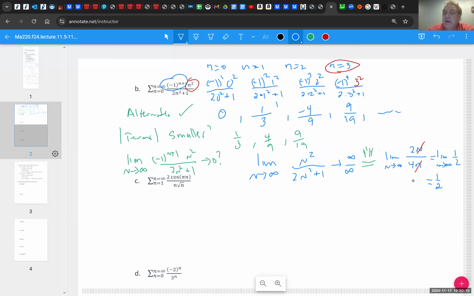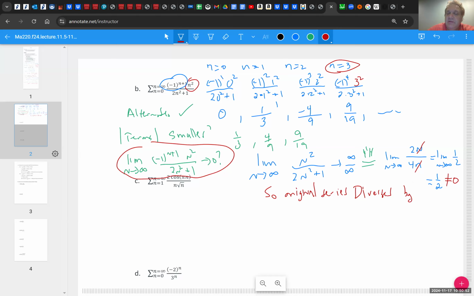And I do have some news for you. A half is not equal to 0. And why is that important? Because we need the limit to go to 0 in order for this thing to converge. In fact, by the divergence test, we immediately know that no matter what this thing does, alternates, or whatever it wants to do, if the limit as n goes to infinity of those terms is not equal to 0, it diverges. All right, so this original series diverges. And we can say by divergence test if you want.